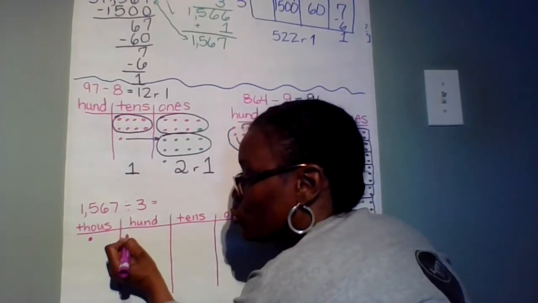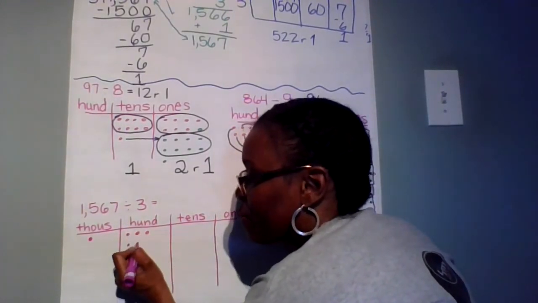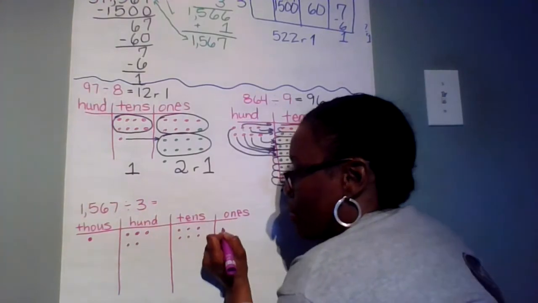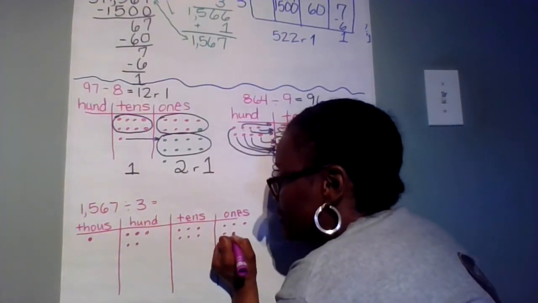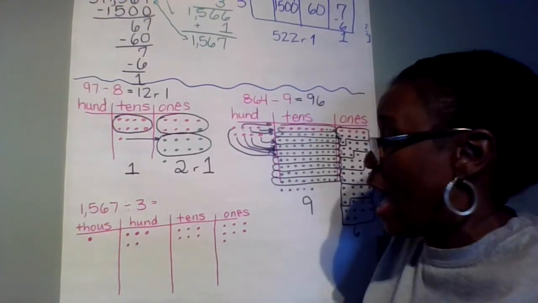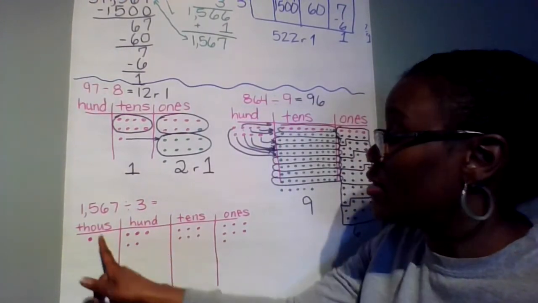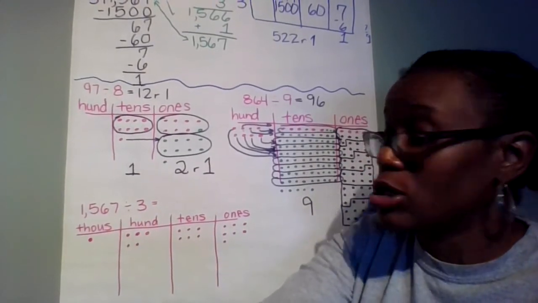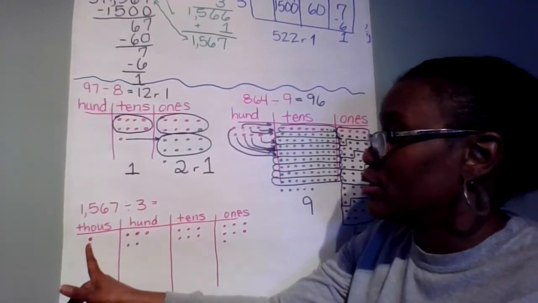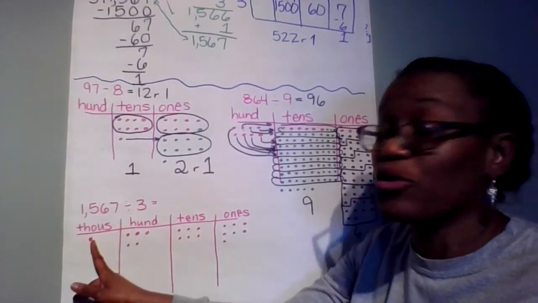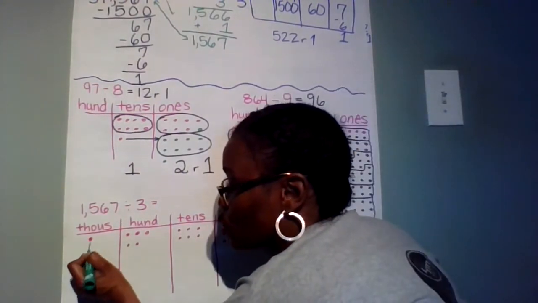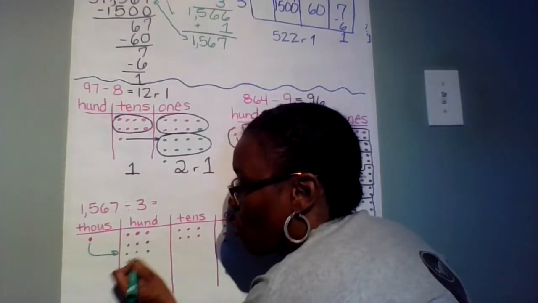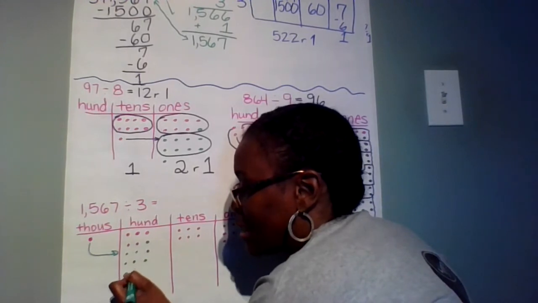How many thousands do we have? 1. How many hundreds? 5. How many tens? We have 6. And how many ones do we have? We have 7. And again, I have a place value disc or a dot that represents each number in its place value column. So now, scholars, can I make a group of 3? No, I cannot. So I'm going to move this one over, bringing over 10 dots. 1, 2, 3, 4, 5, 6, 7, 8, 9, 10.